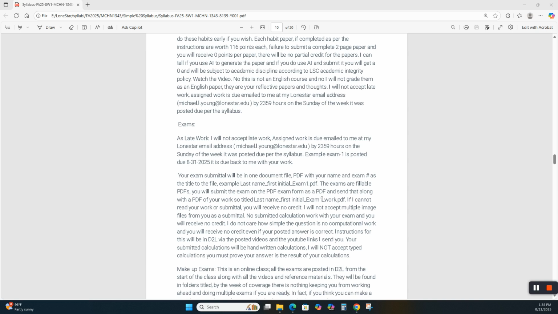Some people take their mighty fine smartphone and photograph each page. But if you send me a postage stamp size image, you didn't send me your work. If I can't read it, you get no credit.